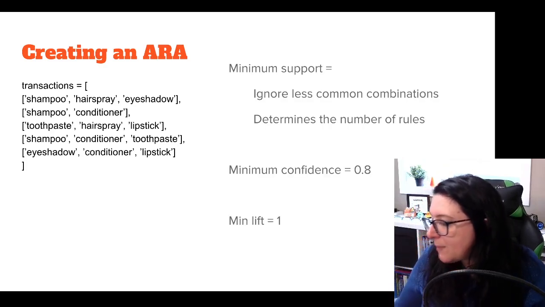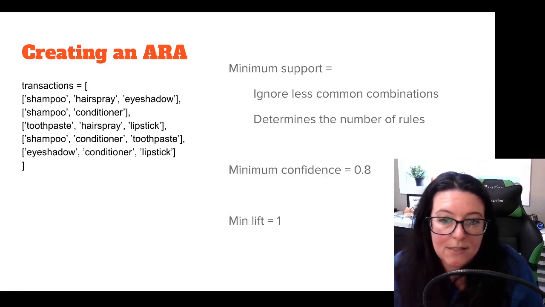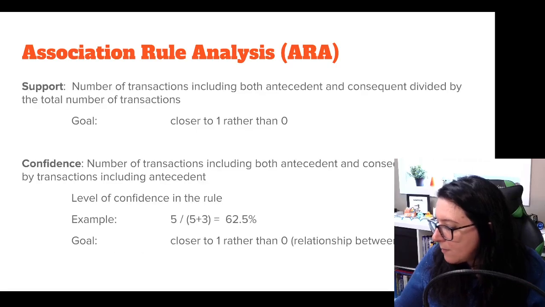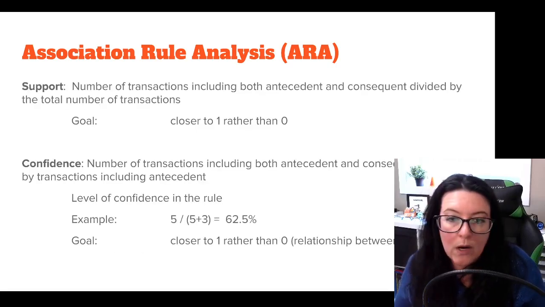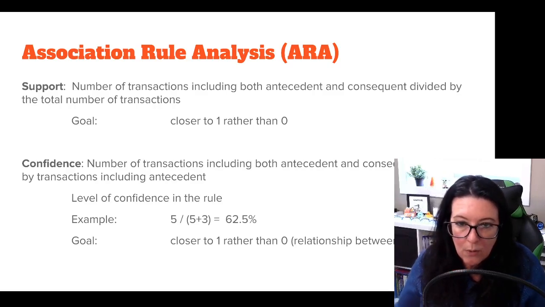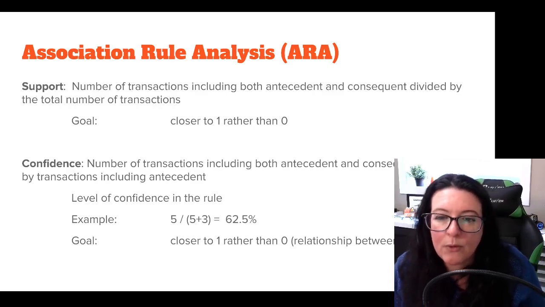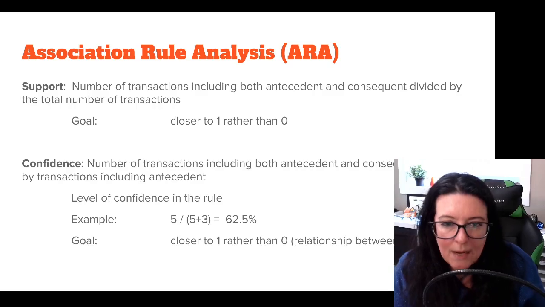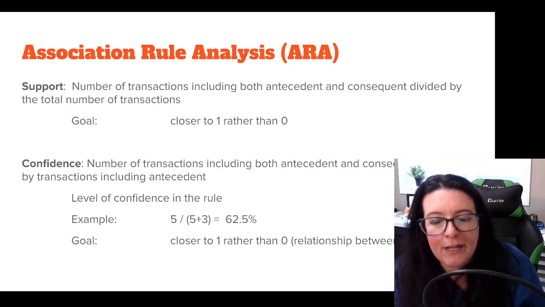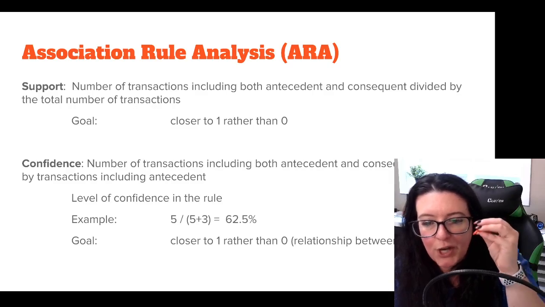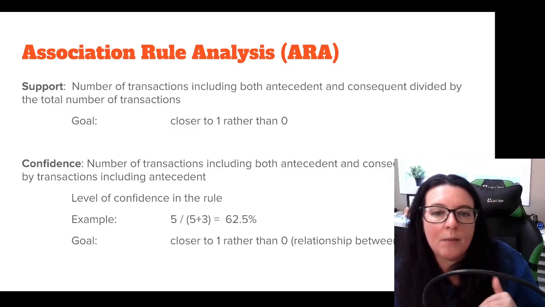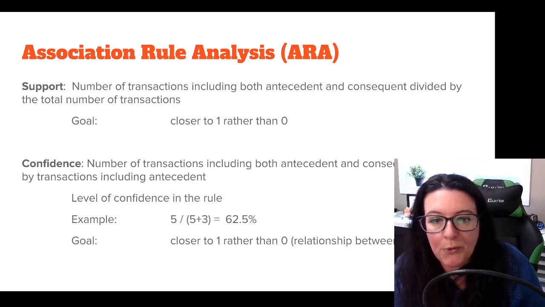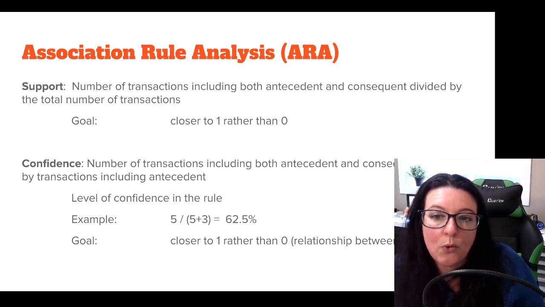Now, the other thing you're going to specify is the minimum confidence. Remember that when it comes to both support and confidence, we want closer to 1 rather than 0. And when it comes to confidence, we're looking at the relationship between the events. So we talked about in our example that the confidence is the number of times they bought the shampoo and conditioner divided by the number of times they just bought shampoo. So a lower confidence means there's a bunch of times they bought shampoo without buying the conditioner.